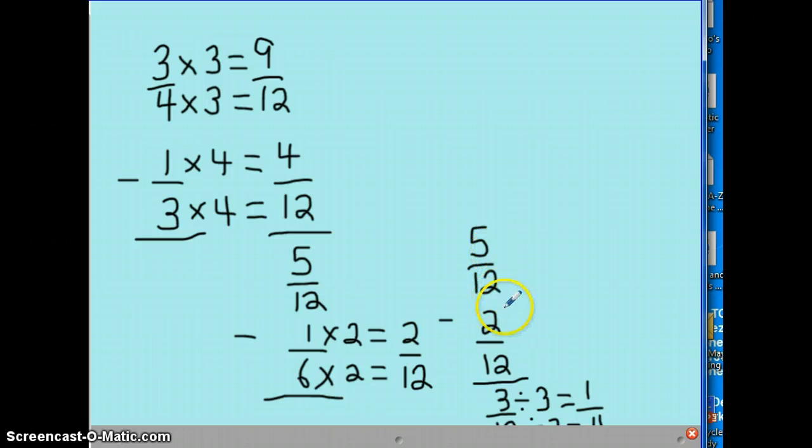Okay, so there you go right here. 5 minus 2 is 3, and 12. Let's see if I can scoot it down. All right, and then I divide both by 3 because I always try my numerator first. And in this case, it does work. So 3 divided by 3 and 12 divided by 3 is 1/4. So the answer is 1/4.